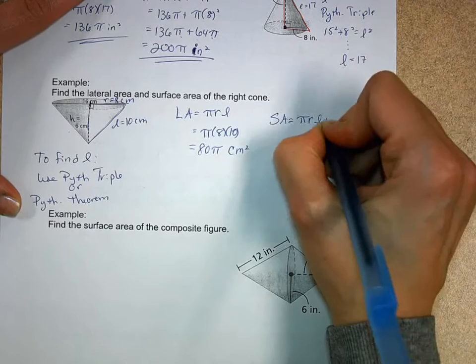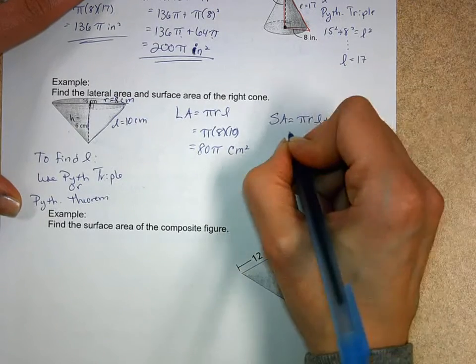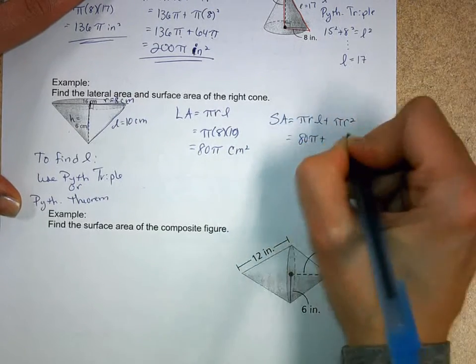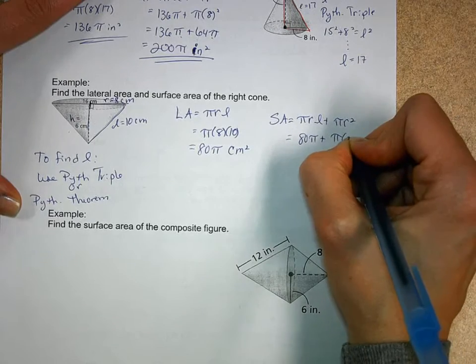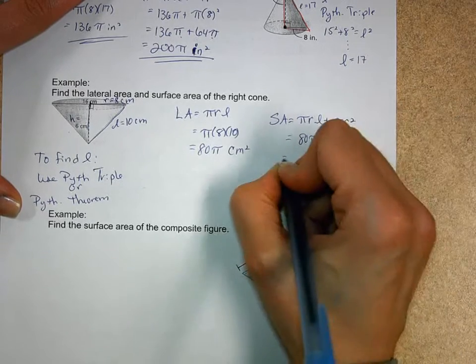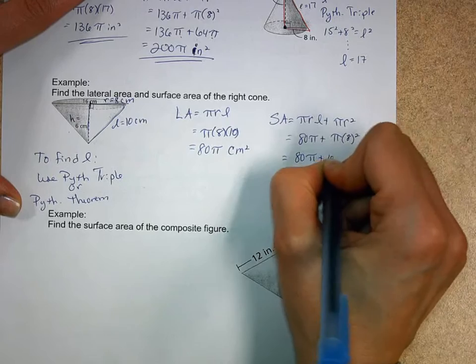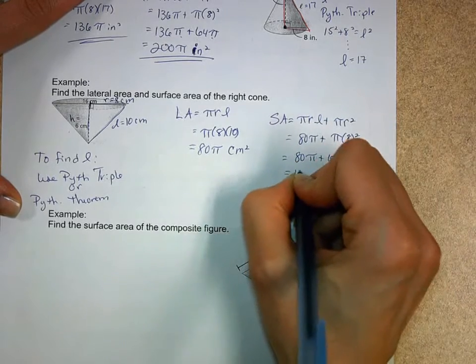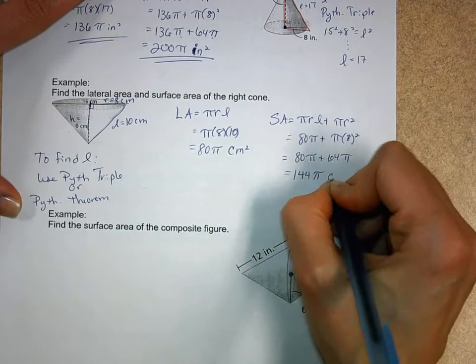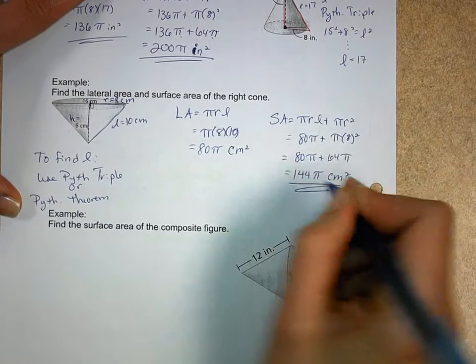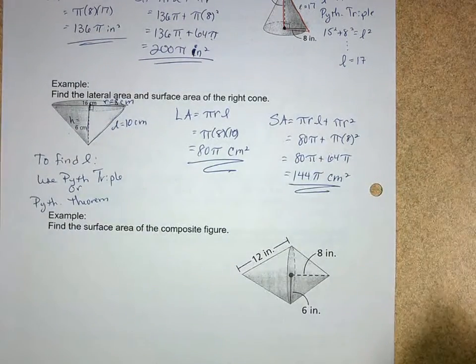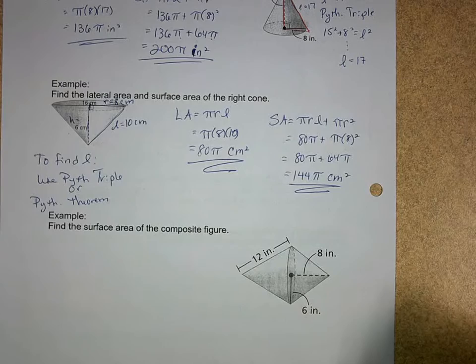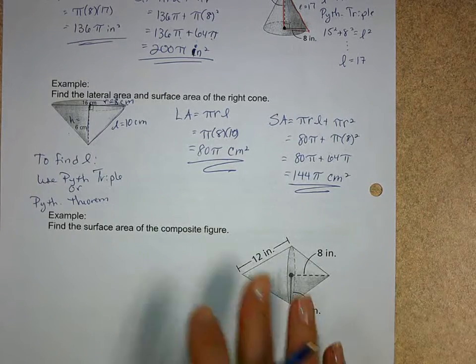Surface area is your lateral area plus the area of your base. So 80 pi plus pi. Our radius is 8, so 8 squared. 80 pi plus 64 pi equals 144 pi square centimeters. Hopefully that helped a little bit more on this one. And let's finish it up.